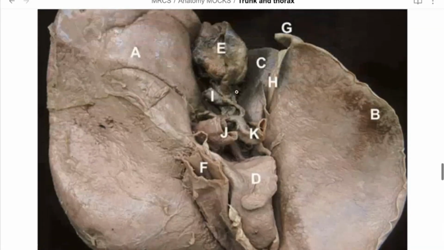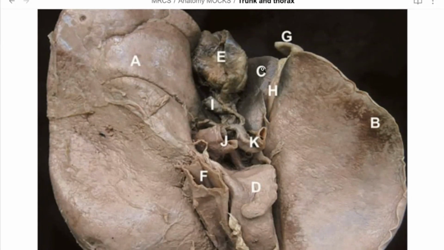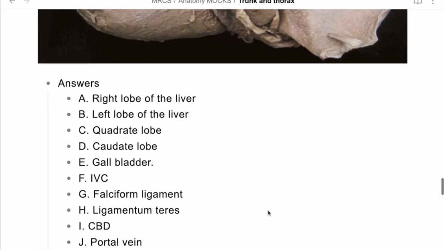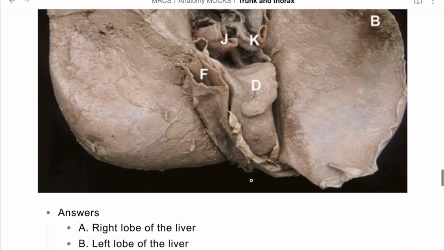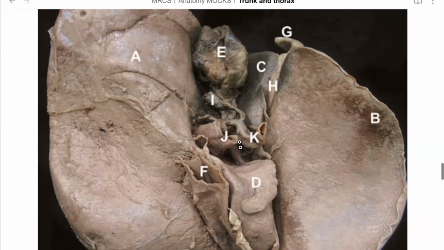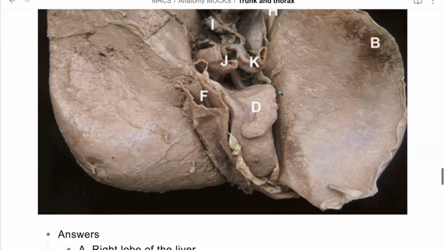I'm not sure if we mistook it here. So C, again, C is the quadrate and D is the caudate. C is the quadrate lobe and D is the caudate lobe. All right. Okay. So the one beside the gallbladder is the quadrate lobe.